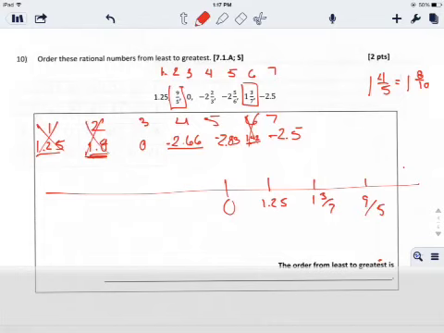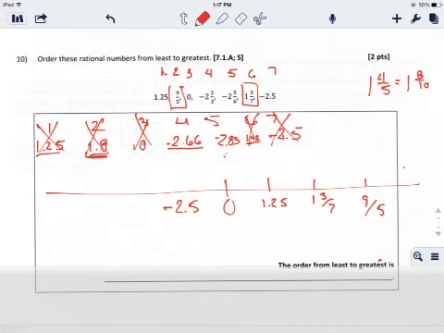Okay. So there are all of our positive numbers. We just have these 3 negative numbers left. So remember, the ones that are closest to 0 are going to be greater. So here we have number 7, which in original form was -2 and 5 tenths. And then 4 and 5. 4 is going to be closer to 0.